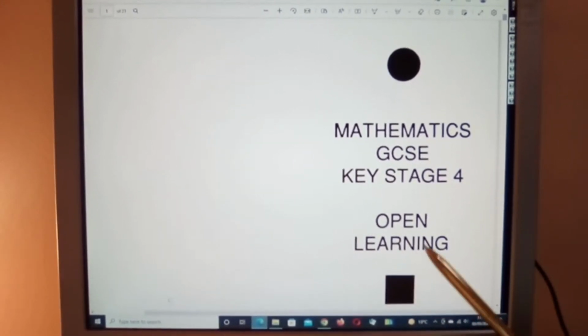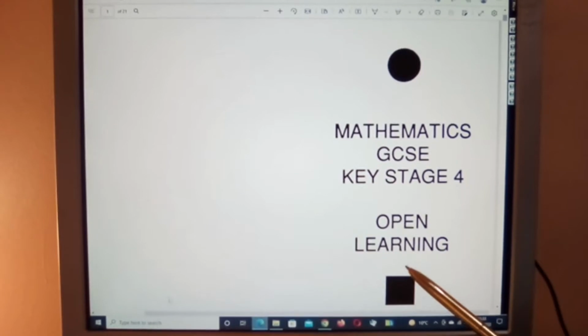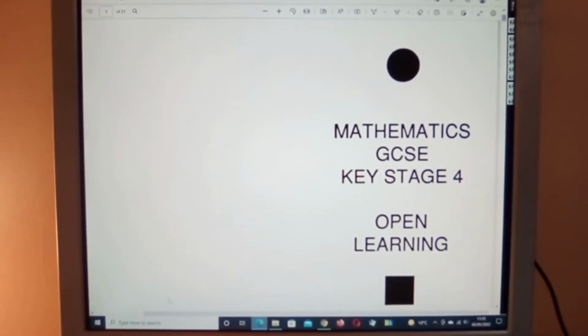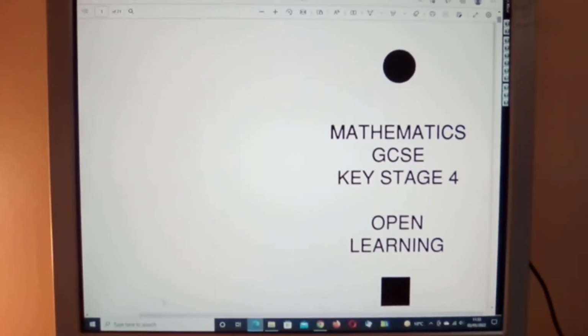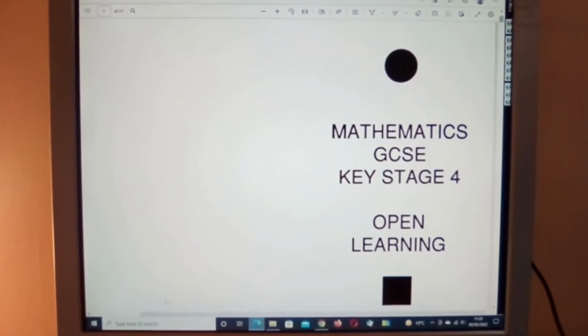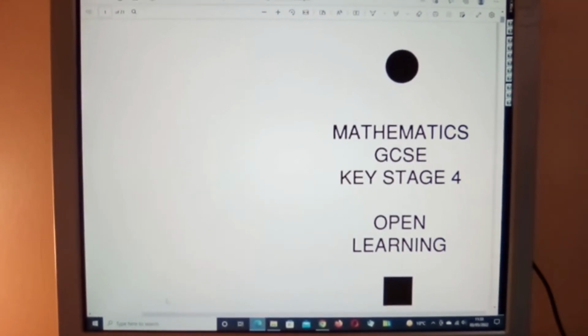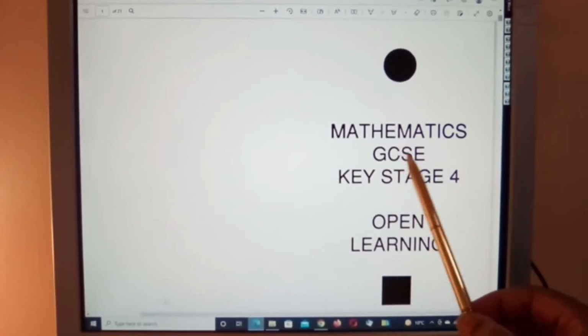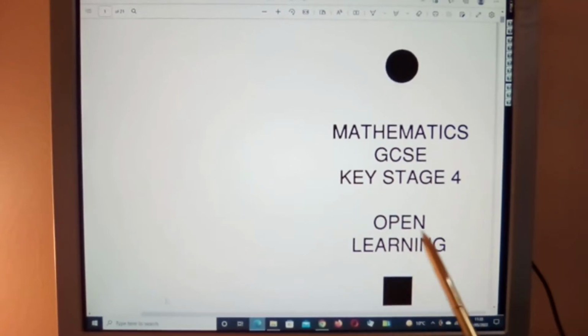Mathematics plays a very important part in every part of your life or in any career that you choose to follow. That is what I'm trying to establish here, that we lay a foundation upon which you can build to your own requirements. So, mathematics, GCSE, Key Stage 4, open learning.